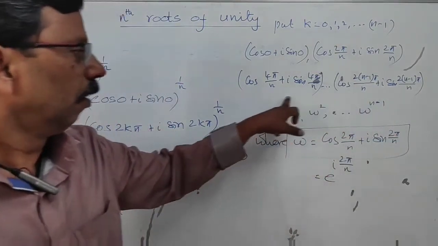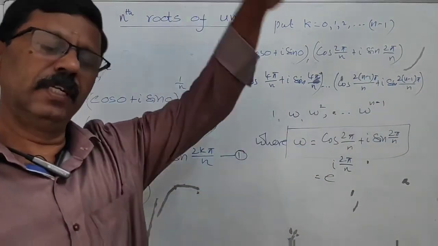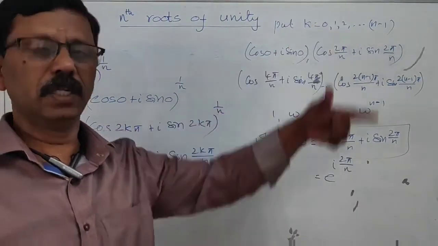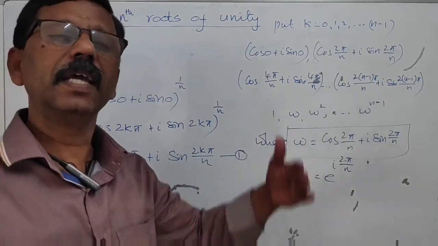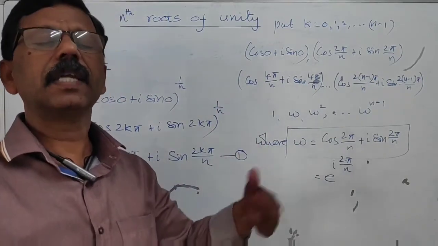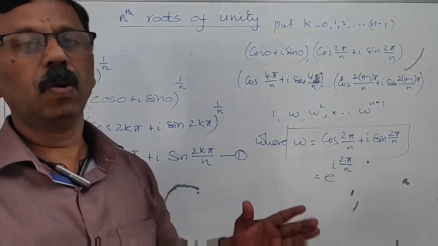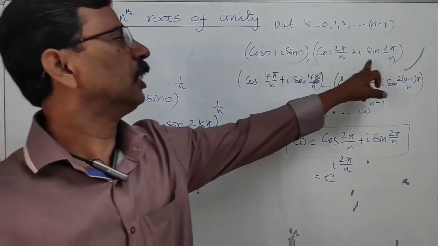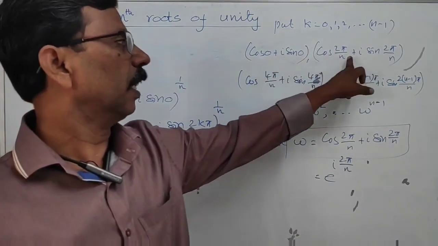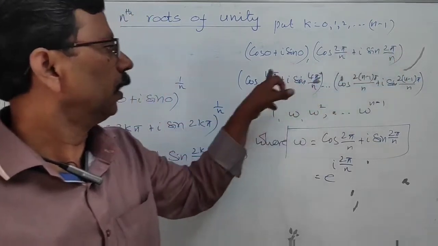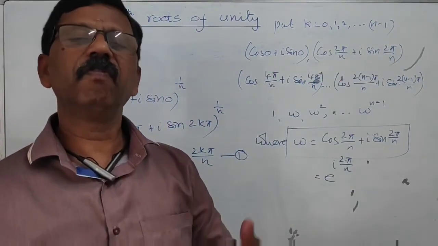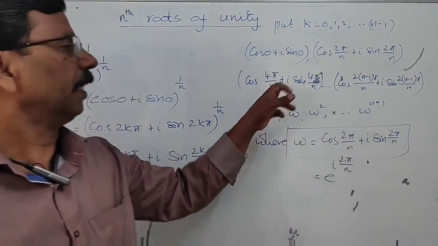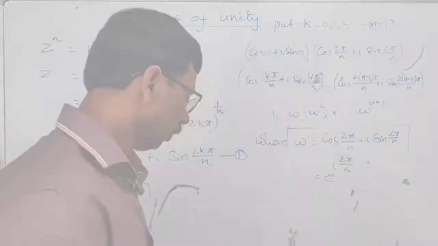Now, these complex numbers will lie on the unit circle, and they form an n-sided polygon inscribed in the unit circle. Now all these arguments are equally spaced. You see here, from this adding 2 pi, from this 2 pi to 4 pi, then you will get 6 pi. All these arguments differ only by 2 pi by n. Okay.